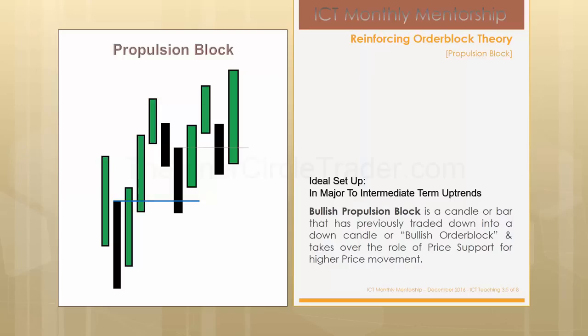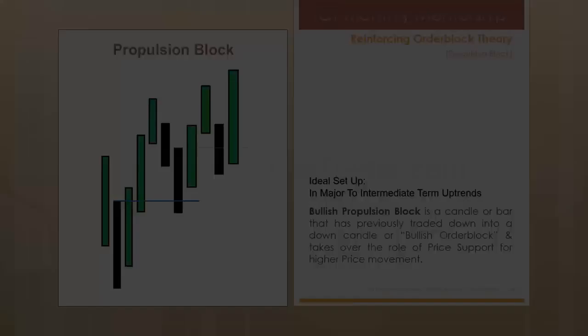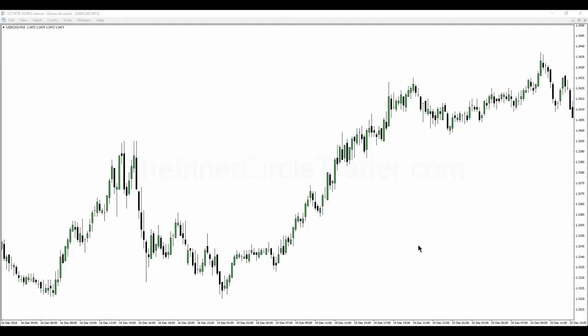It may go a pip or two below the high of that particular down candle, which we're naming a propulsion block. The market will show a sudden and violent movement away from that down candle. That's a propulsion candle. Let's take a look at it in price action to get a better feel for what it looks like. Okay, let's take a look at a bullish propulsion candle.